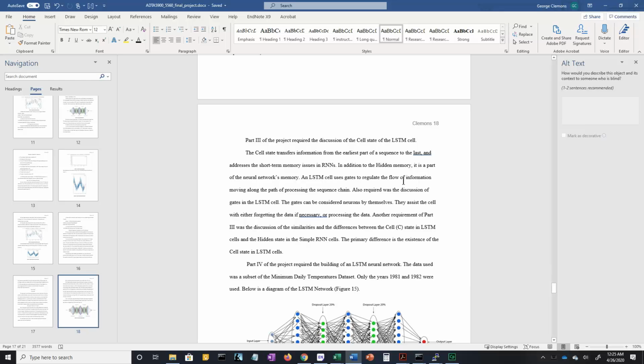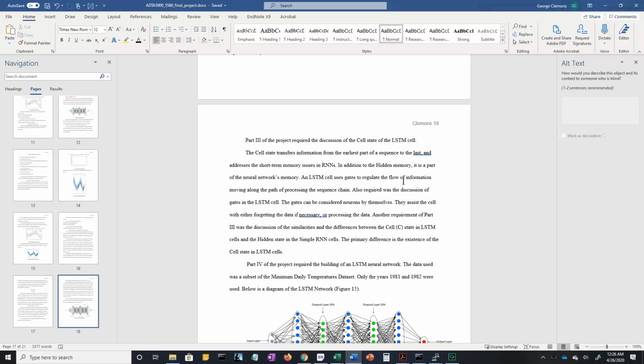Part 3 of the project required the discussion of the cell state of the LSTM cell. The cell state transfers information from the earliest part of the sequence to the last, and addresses the short-term memory issues in RNNs.